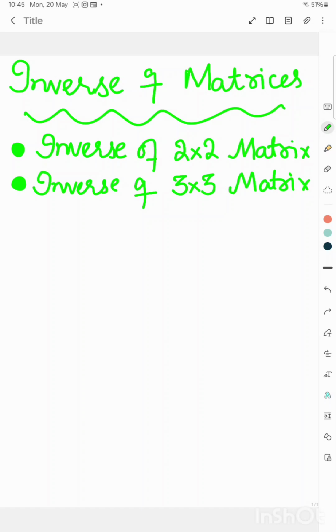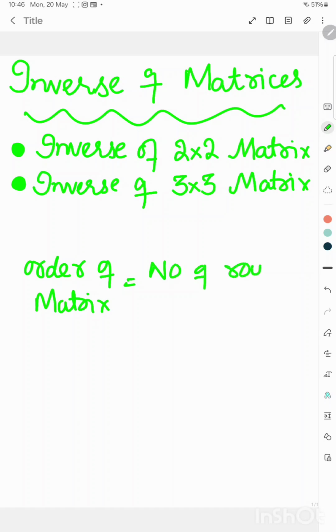But before we go forward with our topic, I just want to discuss one important thing: what 2 cross 2 means and what 3 cross 3 means. So students, as you know, the order of any matrix is equal to the number of rows multiplied by the number of columns. As we discussed in previous videos about this formula, the order of a matrix is equal to the number of rows multiplied by the number of columns.